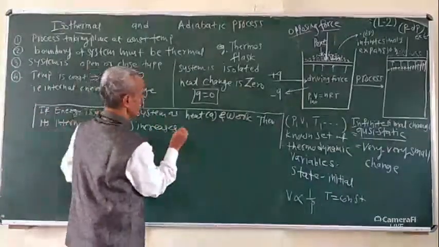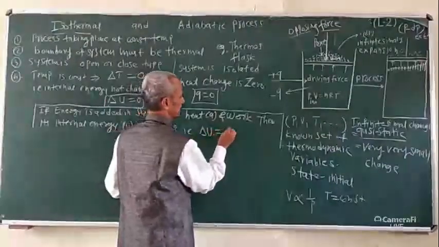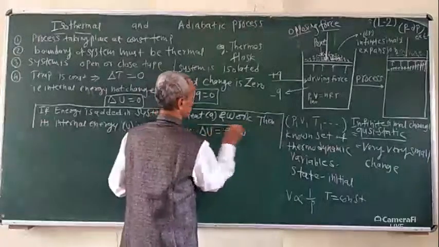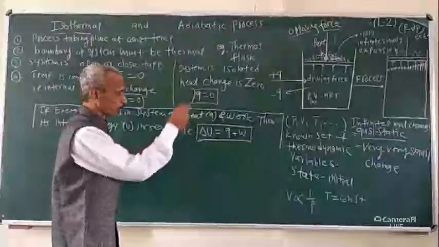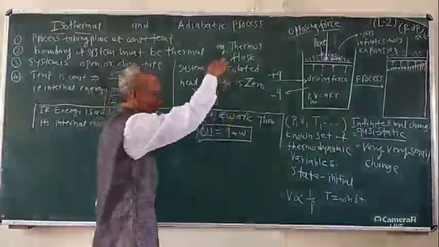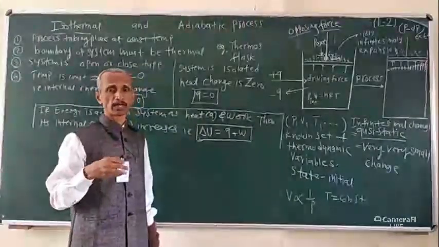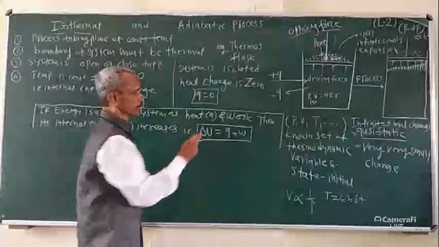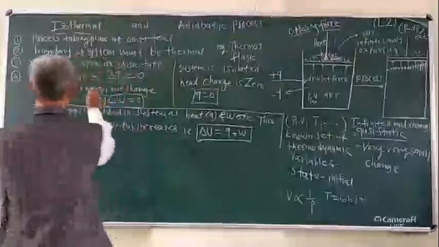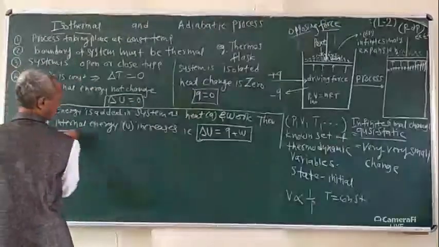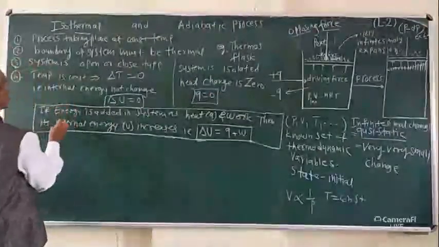What is the formula? The internal energy of the system is equal to Q plus W. This is a very important formula. This is the first law of thermodynamics. If we add energy in the form of heat or in the form of work, because work needs energy, work is nothing but energy. To do work, energy is always required. So the internal energy of the system is going to increase. Now, using this law, one can explain the isothermal process.